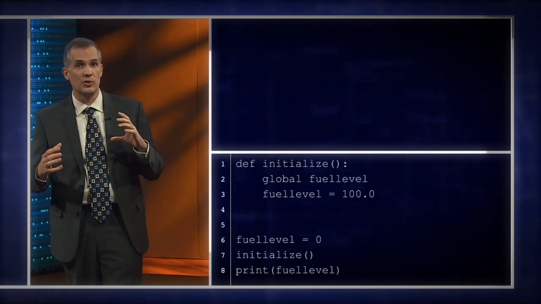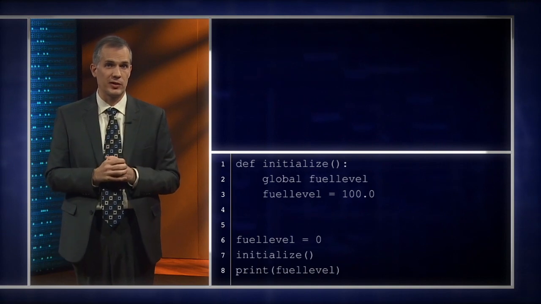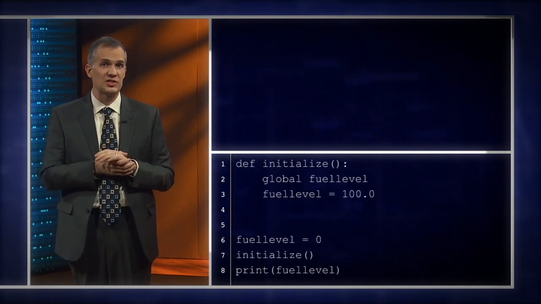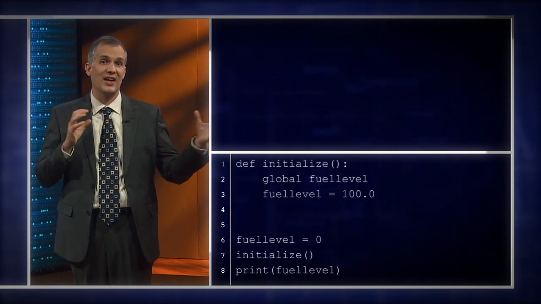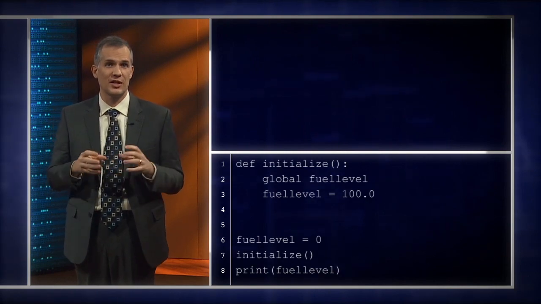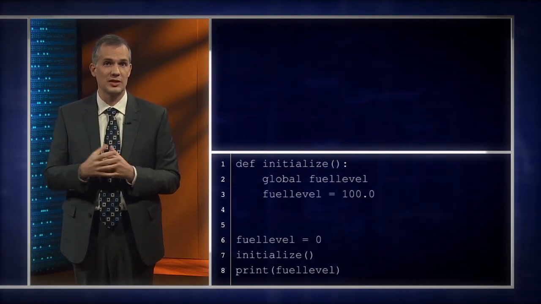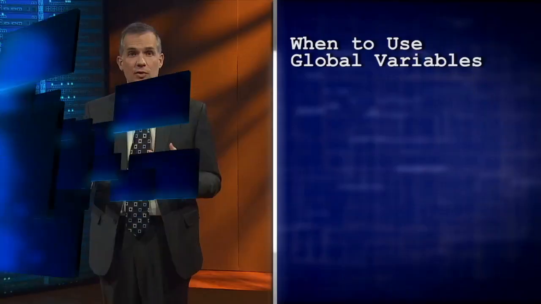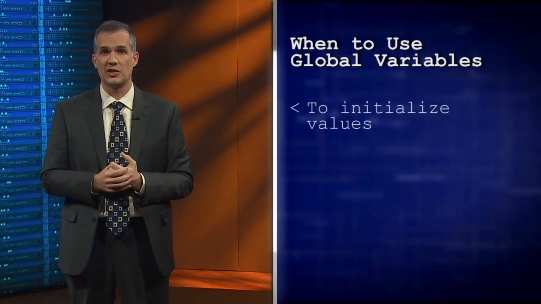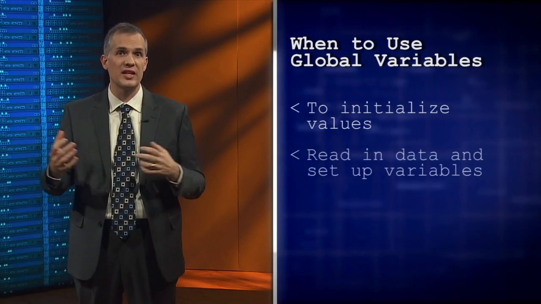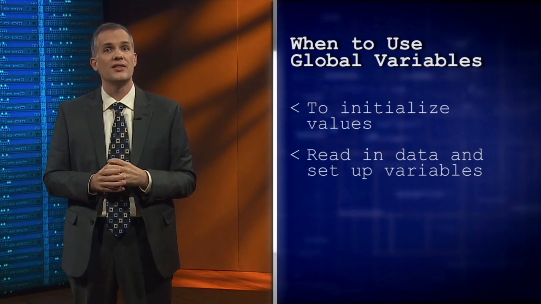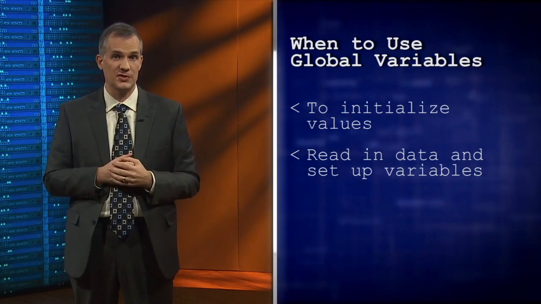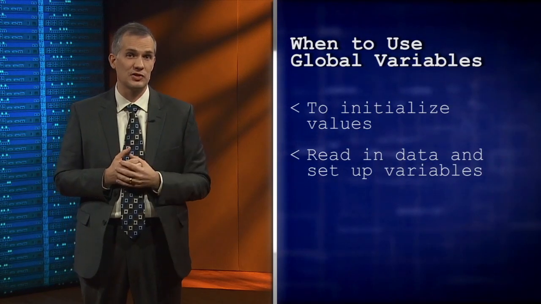Now, using global declarations is generally discouraged. When you use globals like this, you end up with a function that's affecting things outside it, but there's nothing obvious in the call that tells you that it's doing so. However, there are times, like when you want to initialize values, or you want to read in data and set up variables, that using global variables is very useful, and it can actually aid in abstraction.